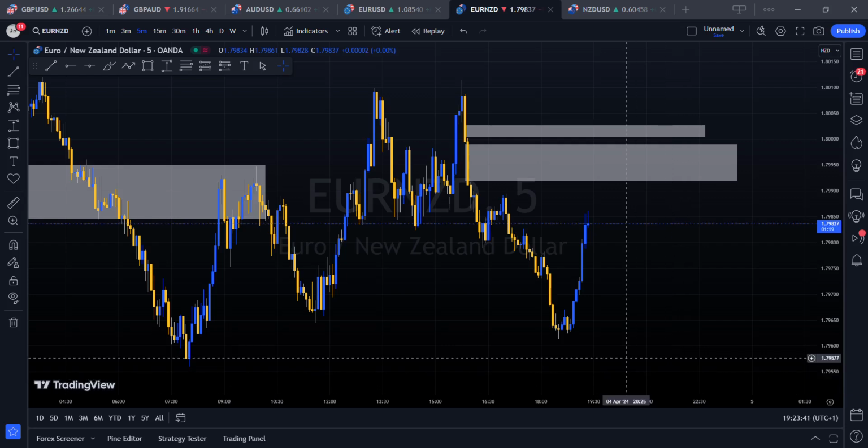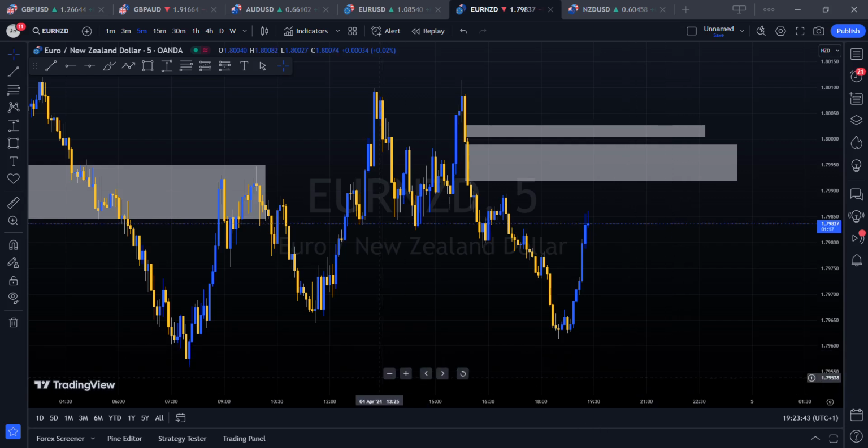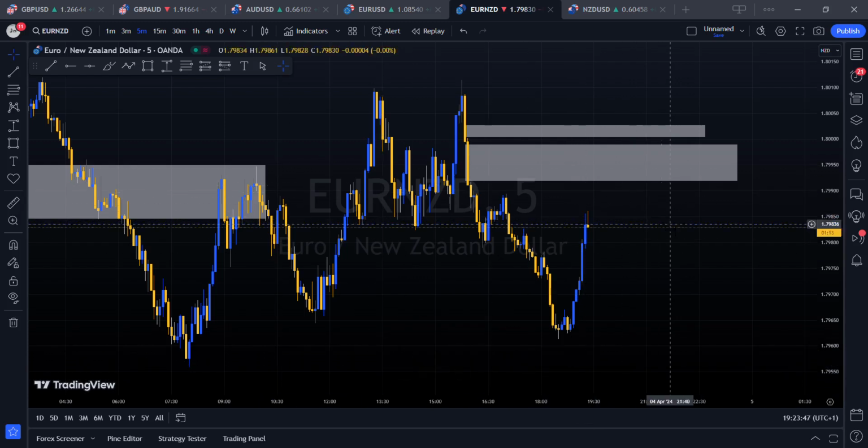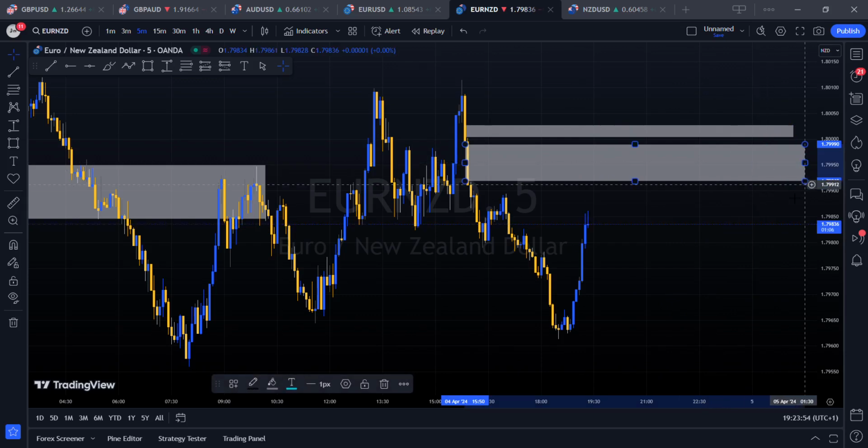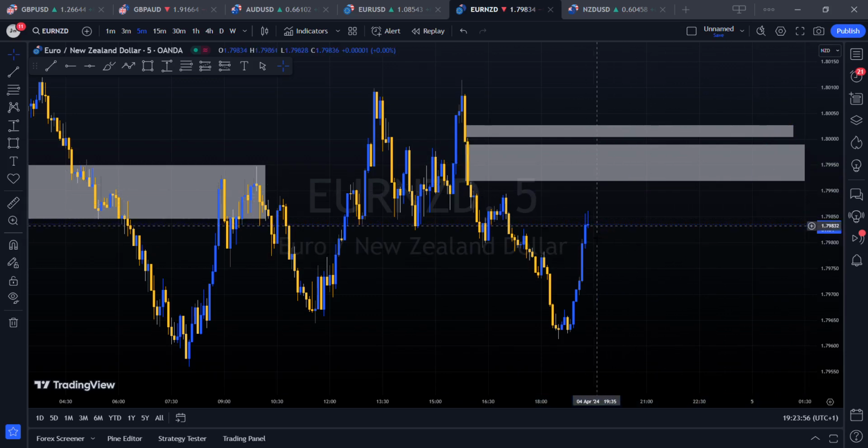Now many of you are asking, how do you get your sniper entries? This is an example of how I get my sniper entries, all right? So I'll be expecting a little push up to this upside here, then a drop to the downside. So currently that is what I'm looking at.